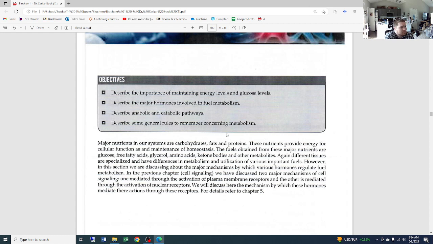So describe the major hormones involved in fuel metabolism. We'll talk about those. Describe anabolic and catabolic pathways. We mentioned anabolic reactions and catabolic reactions earlier, so we'll get into those definitions again as well. Describe some general rules to remember concerning metabolism.